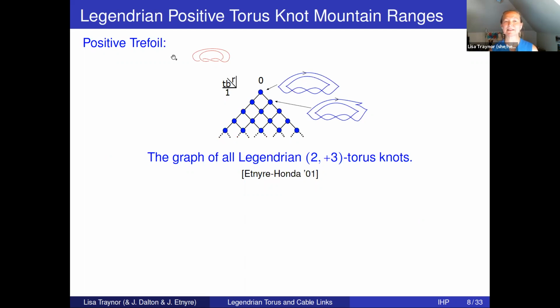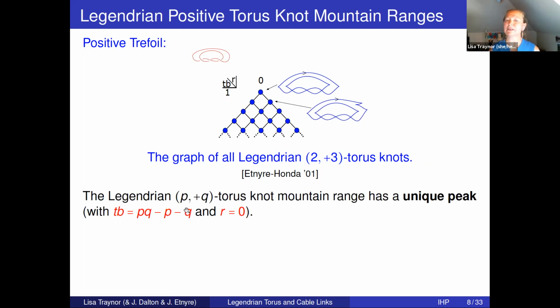Here's an example: a positive trefoil, and here's how we would write a smooth picture. But if I want to understand all Legendrian representatives, I can think of it as this mountain range tree. It mimics what we saw for the unknot in that there's only a single peak. For every knot type there's always an upper bound, so one or more peaks. This is the ancestor of all the Legendrian trefoils, and once I understand that shape, I can understand all the other Legendrian representatives. This was done by Etnyre and Honda.